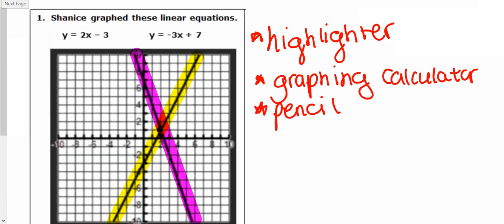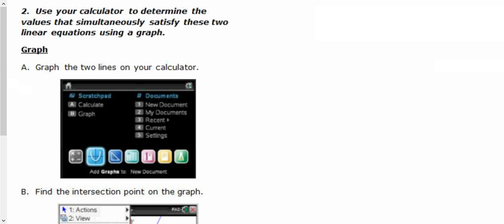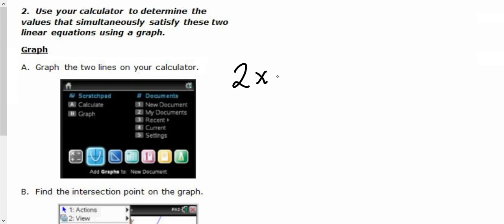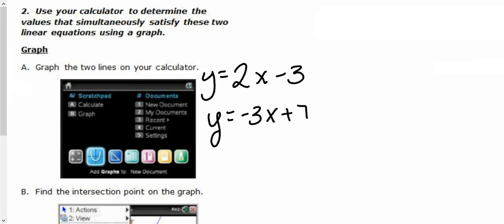The whole point of this lesson is actually to be focusing on the calculator. So now that we see this here, we're actually going to move to your calculator to prove this. We're going to use your calculator to determine the values that simultaneously satisfy these two linear equations using a graph. So I'm going to flip back to my screen. My first equation was y equals 2x minus 3, and my second one was y equals negative 3x plus 7.